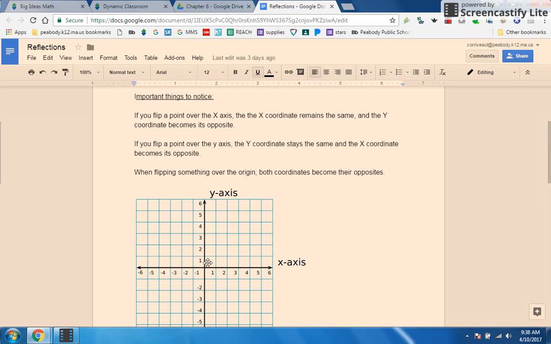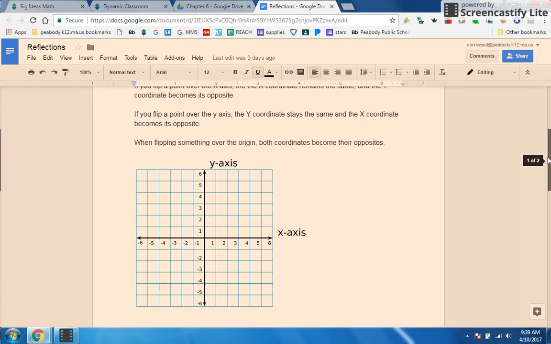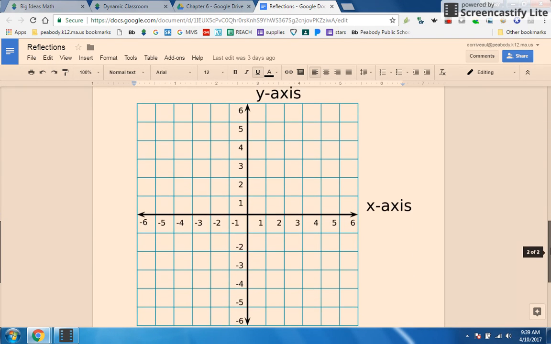When flipping something over the origin, so the center here, both coordinates just become their opposite. So if they're positive, make them negative. If they're negative, make them positive. So let me show you. It's best to just get right into an example.